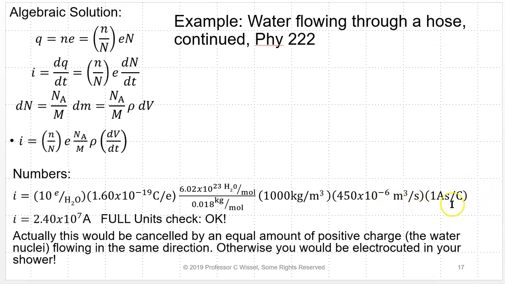And here's a units conversion, 1 amp second per coulomb. Now, we want to make sure the units cancel out. So I'm going to go through, and what we want to come out with is amps. We make sure we come out with amps.